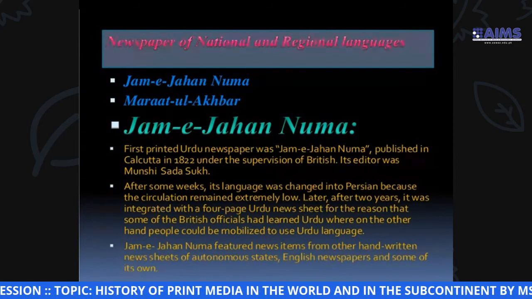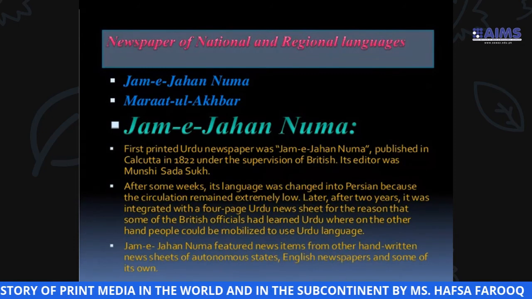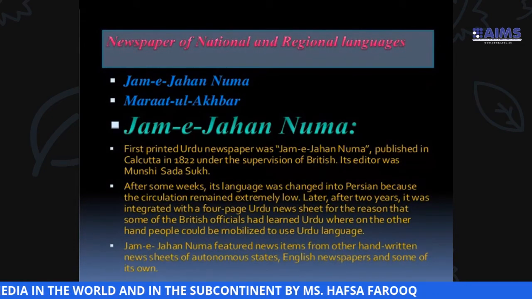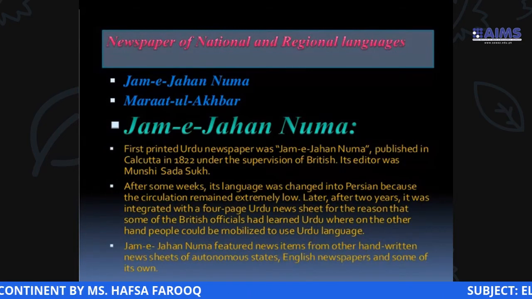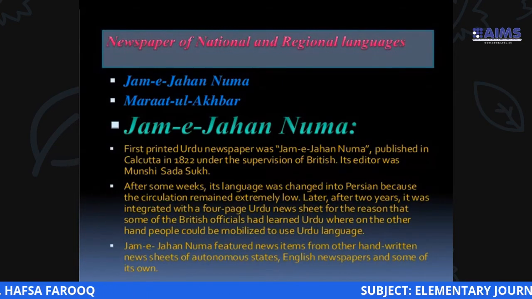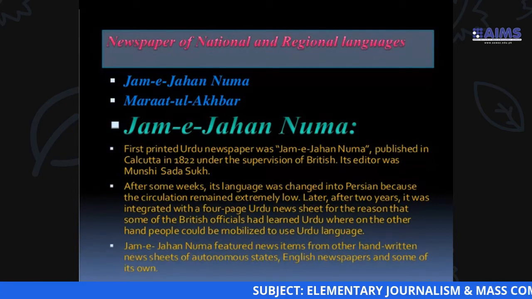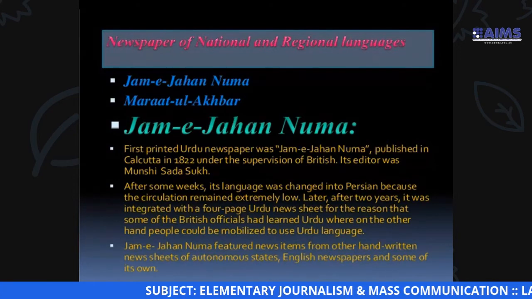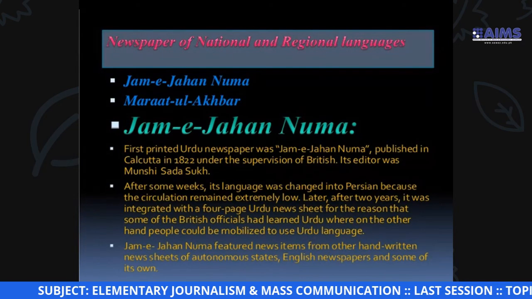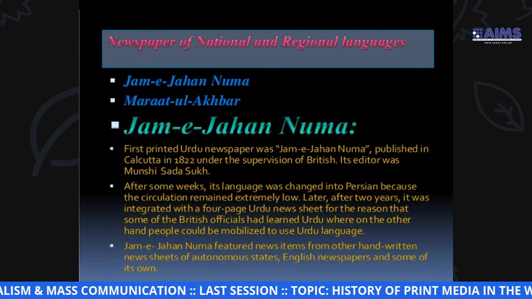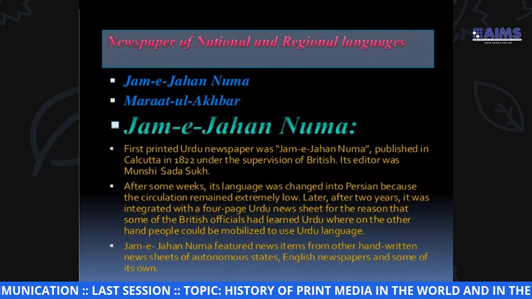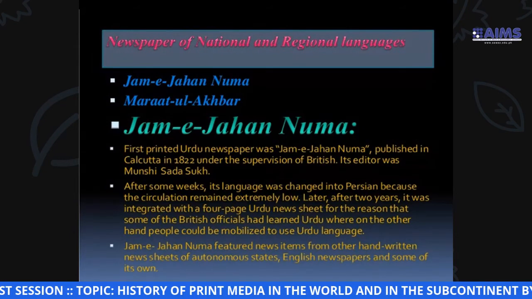Later, after 2 years, it was integrated with a 4-page Urdu news sheet for the reason that some of the British officials had learned Urdu, where on the other hand, people could be mobilized to use Urdu language. Jami Jahanuma featured news items from other handwritten news sheets of autonomous states, English newspapers and some of its own.